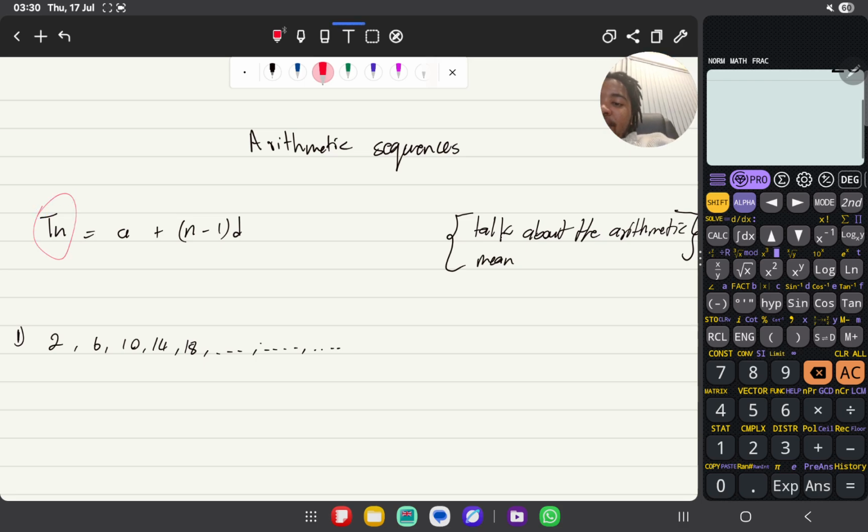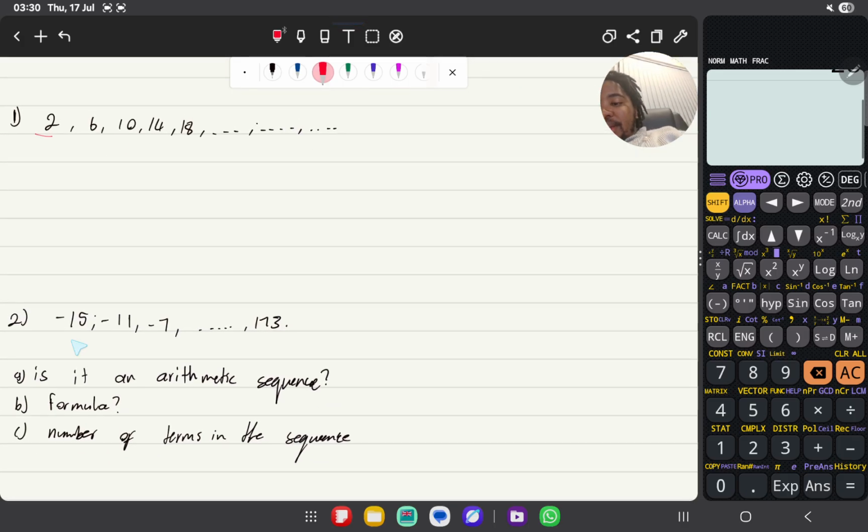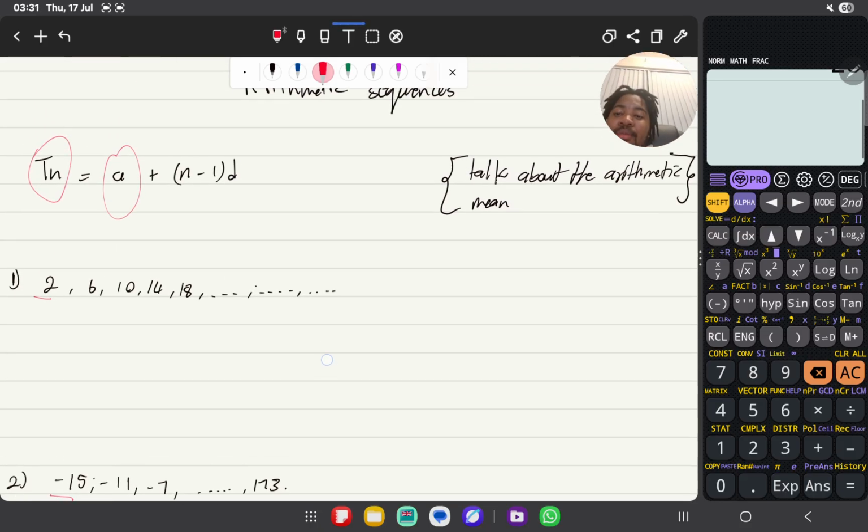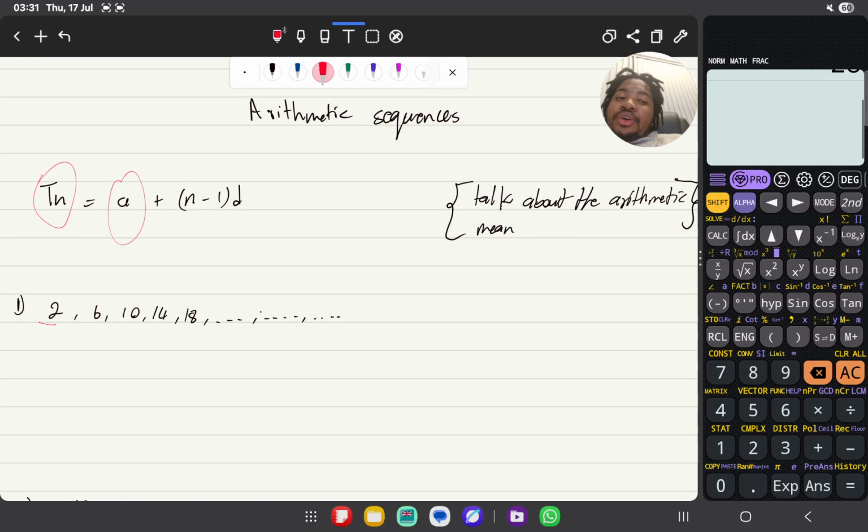So this is Tn, the term number, and then right here you have your first term. So a in this case is the first term in the number pattern, meaning the number that starts the pattern. In this case that number is 2, and in the pattern I have here, the number is minus 15. So a is the first number of your pattern or your sequence.